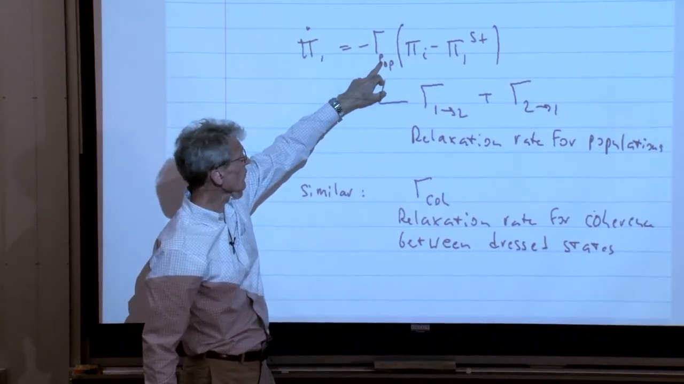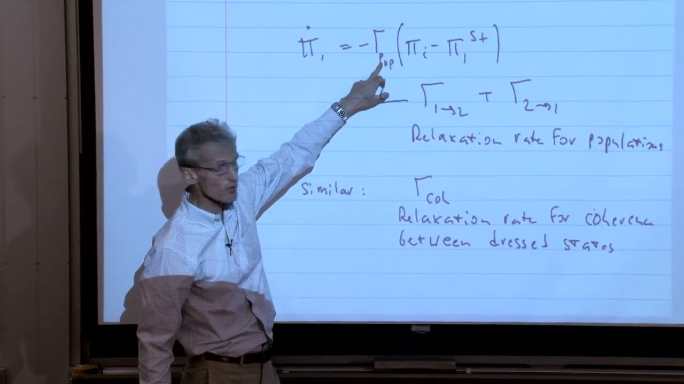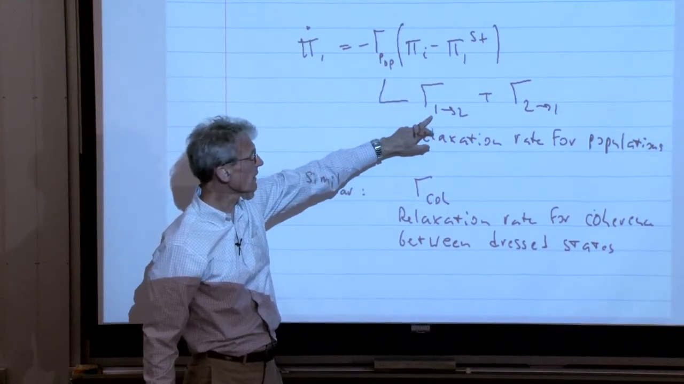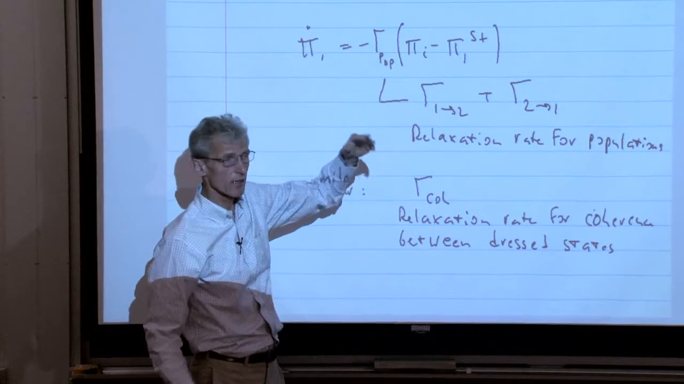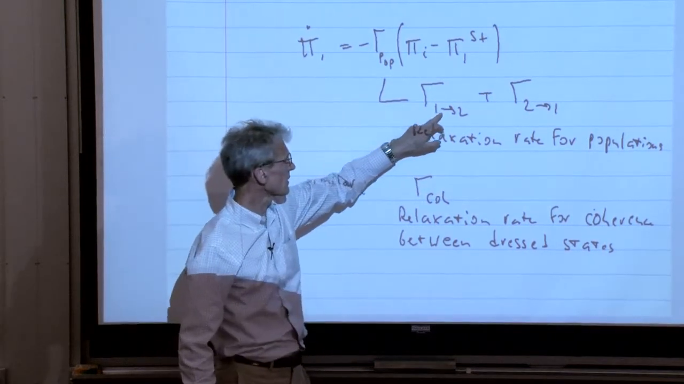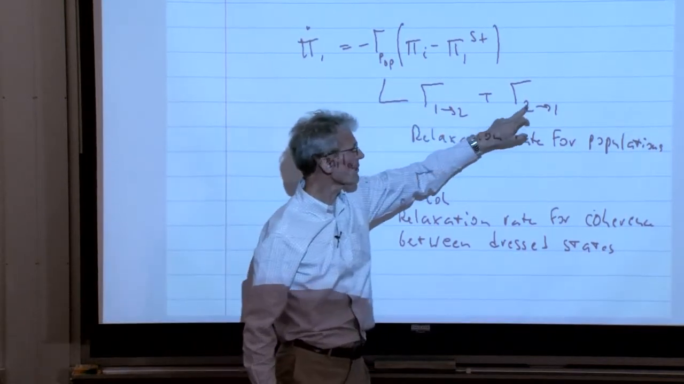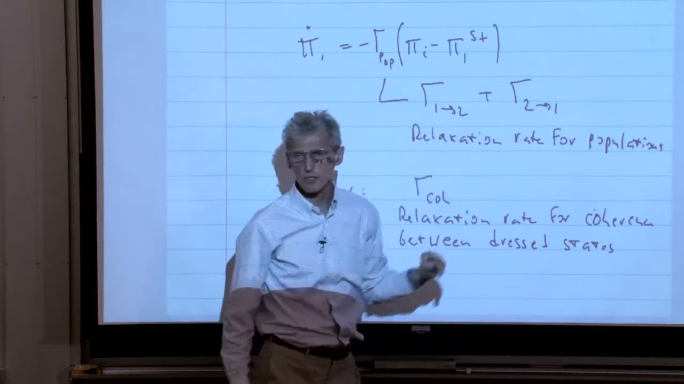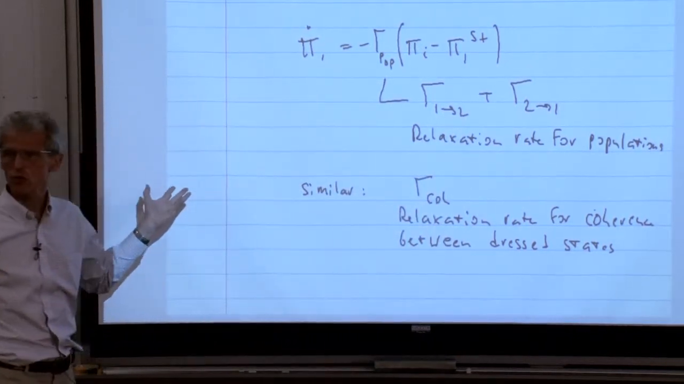The relaxation coefficient, how populations relax to steady state, is now given by the sum of the two rates. One is going from the upper to the lower and the other from the lower to the upper state, and each of those rates has been expressed by sine squared and cosine squared.